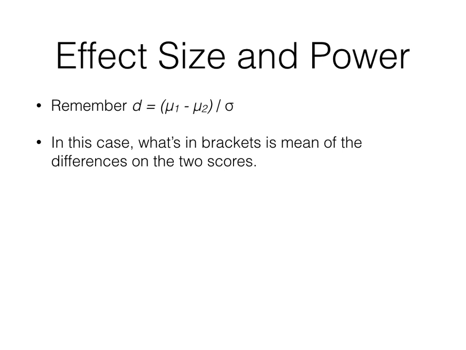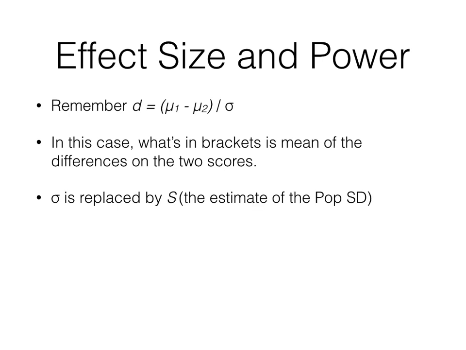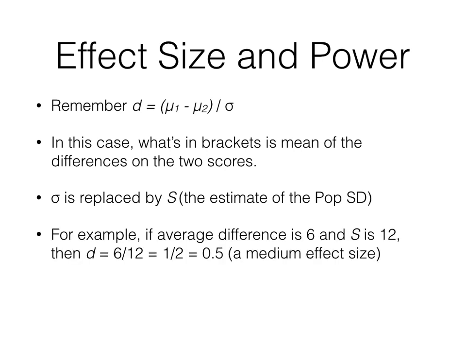And then the thing that's in the Greek letter symbol for sigma there is actually going to be replaced by S, the estimate of the population standard deviation. So that S that we calculated could go there. And so, for example, if the average difference is 6, that's the difference between the two population means, and S is 12, then the d would be 6 over 12, or 1/2, or 0.5. And we know from Cohen's conventions that 0.5 is a medium effect size.